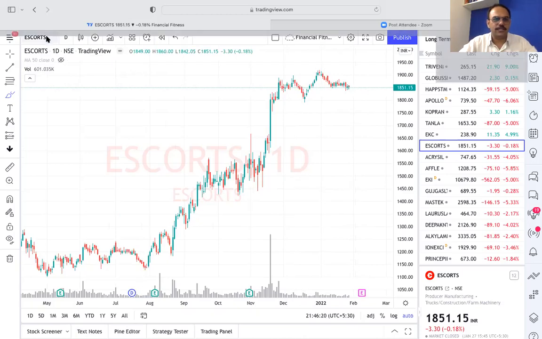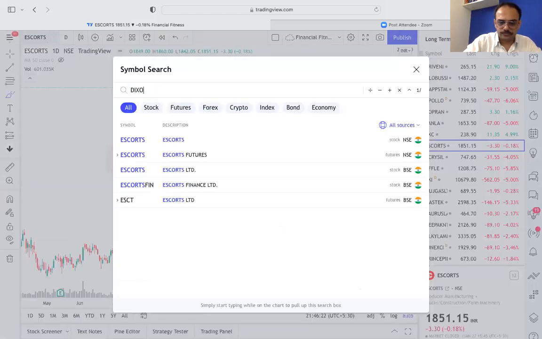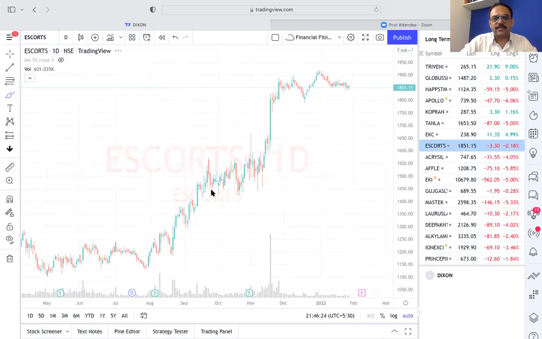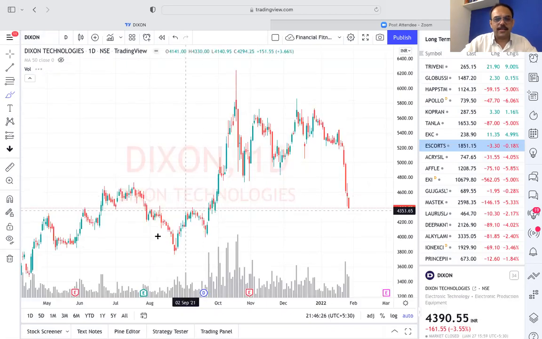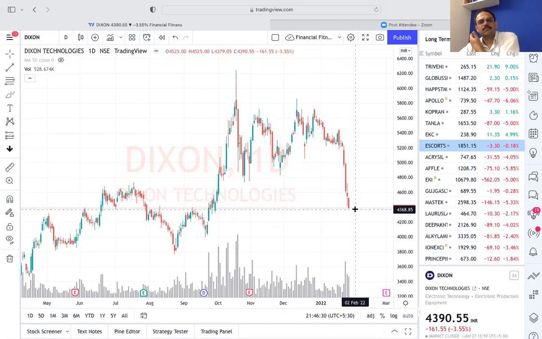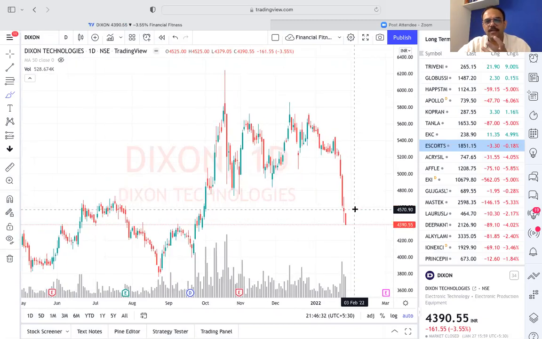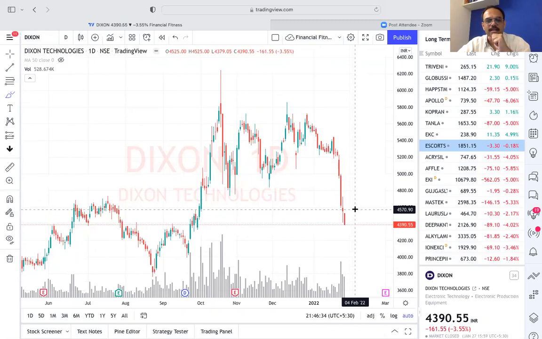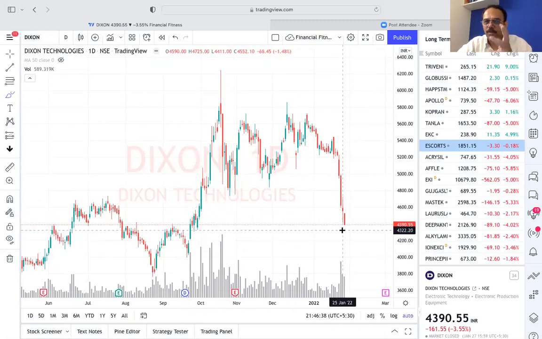Like Dixon, if you see, okay, Dixon Technology, again it went up, moved sideways, and now suddenly it has gone down. So as you understand it in more detail, you'll be able to make out whether it is likely to go up or likely to come down, and how to take a decision. But this is the basic price movement.